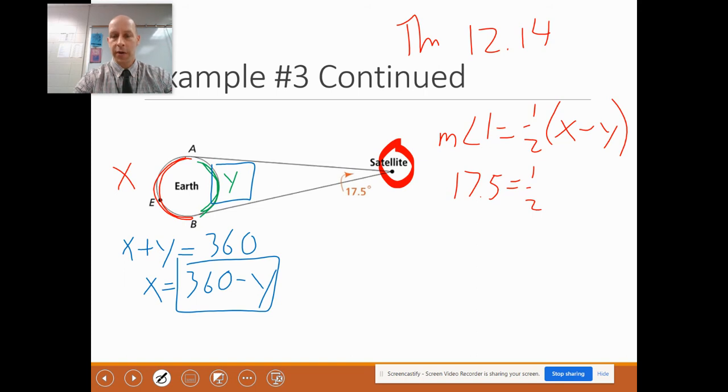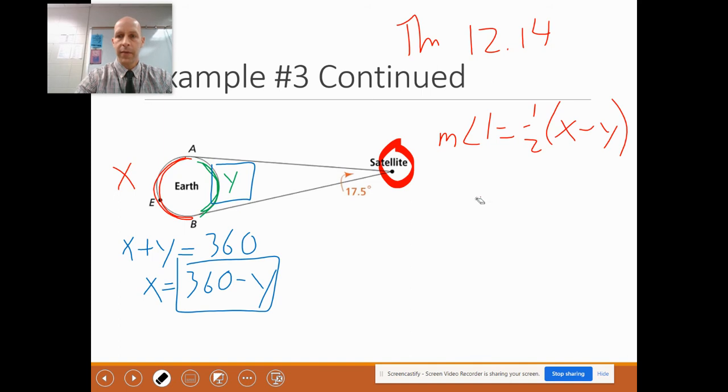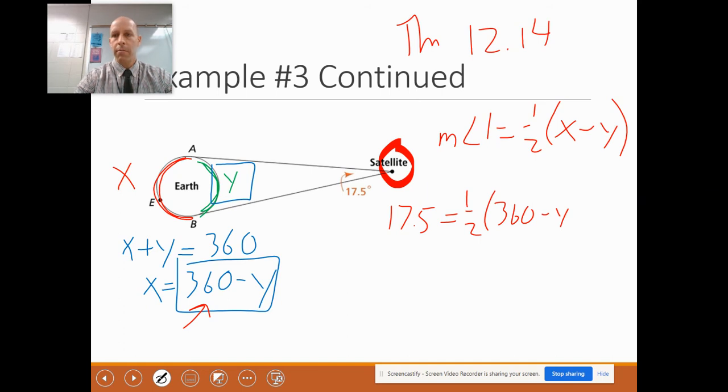Now I have y, and now I have x. In other words, you know what, I'm going to rewrite what I have over here because I'm going to need some more room. I'm going to write 17.5 equals 1/2. What am I putting in for x? Well, this is x, so that's going to be 360 minus y, minus, and what am I going to put in for y? I'm going to put y in. This is a subtle little problem here, but let's see if this hopefully works out okay.